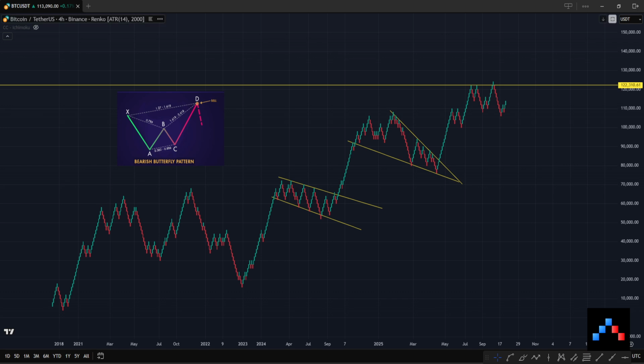This is the Bitcoin on the 4-hour time frame on a Renko chart using 2000 ATR. By looking at the historical price, we can see that Bitcoin came from roughly $18,000 all the way up to $72,000. After that, it consolidated inside of a bull flag formation. This is what is called a bull flag according to the book. It did break out towards a new all-time high, $108,000.